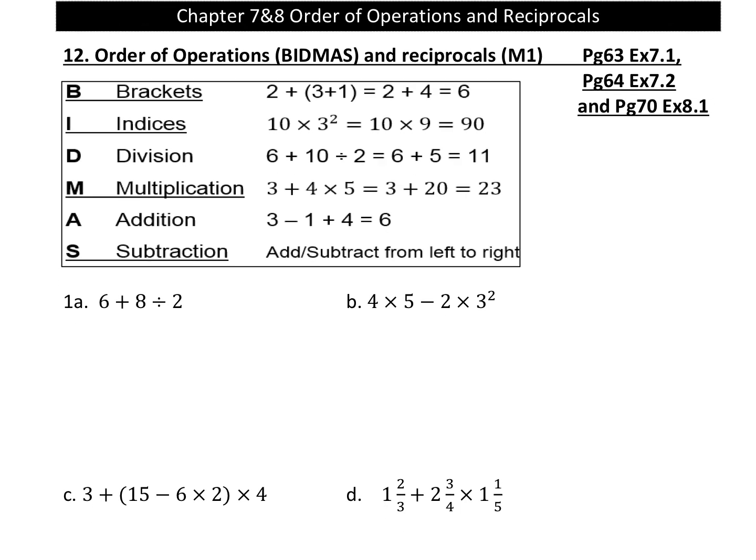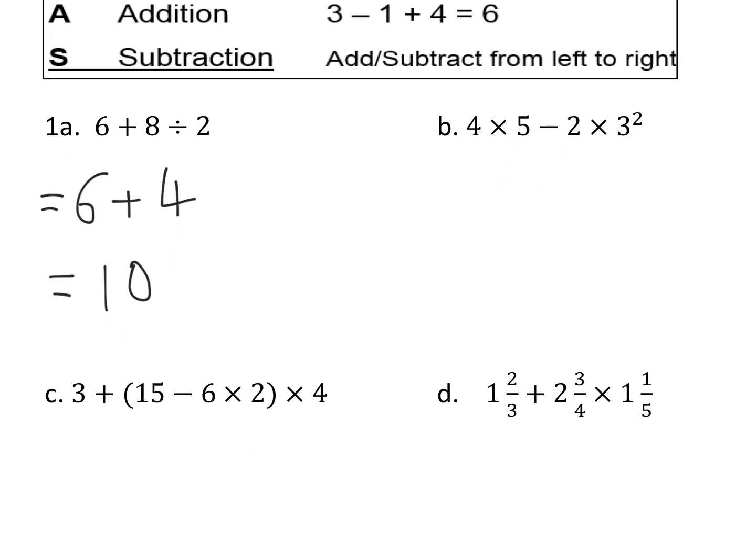So example 1, we've got a division there and an addition. The division should come first, so we should do the 8 divided by 2, which is 4, and then 6 plus 4 is 10. In part B, we have 4 times 5 minus 2 times 3 squared.